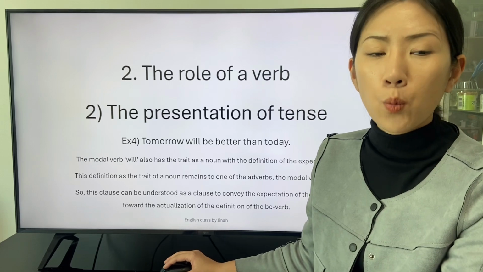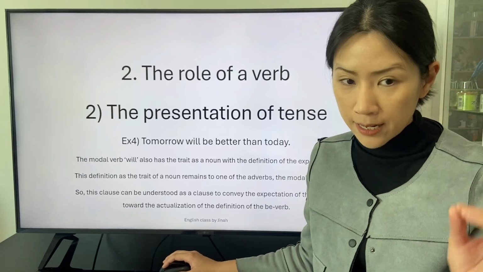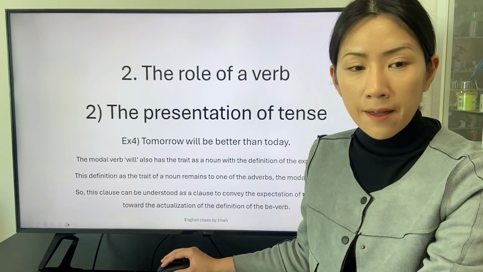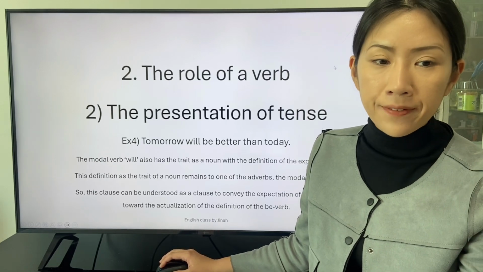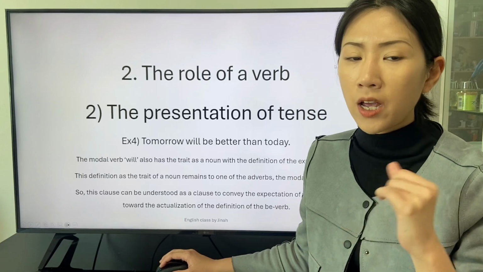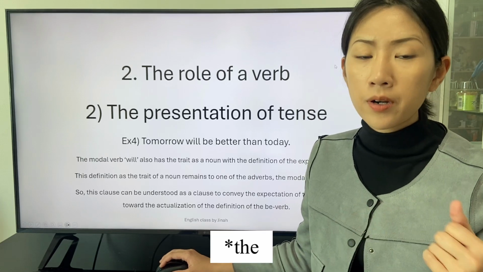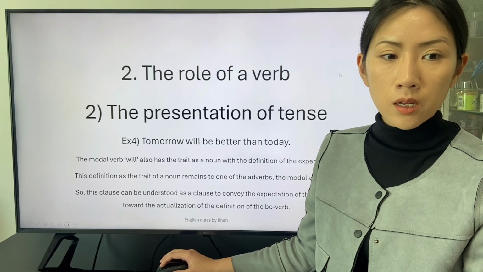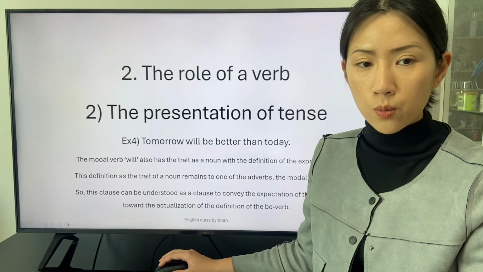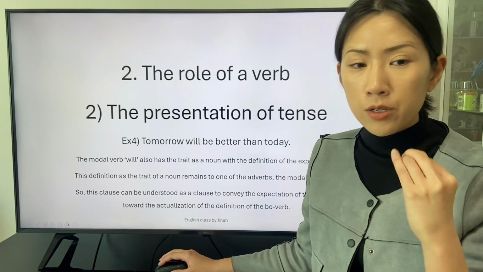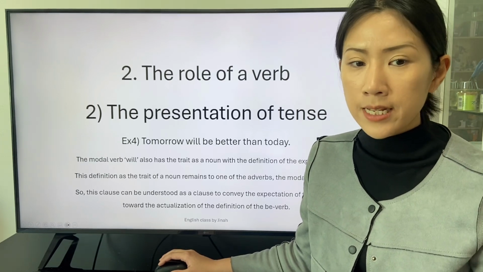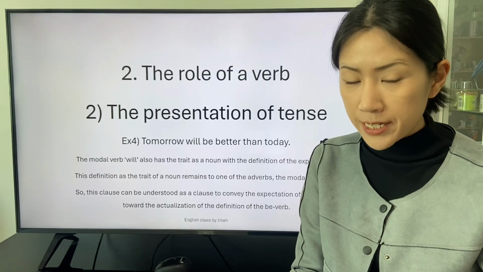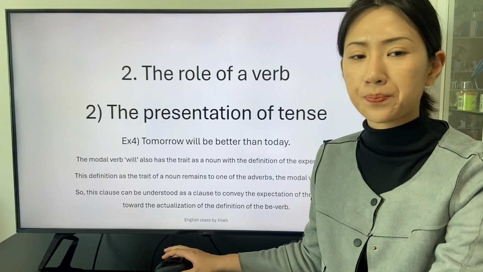The modal verb will also has the trait as a noun with the definition of the expectation. This definition as the trait of a noun remains to one of the adverbs, the modal verb will. So, this clause can be understood as a clause to convey the expectation of the speaker toward the actualization of the definition of the be-verb.